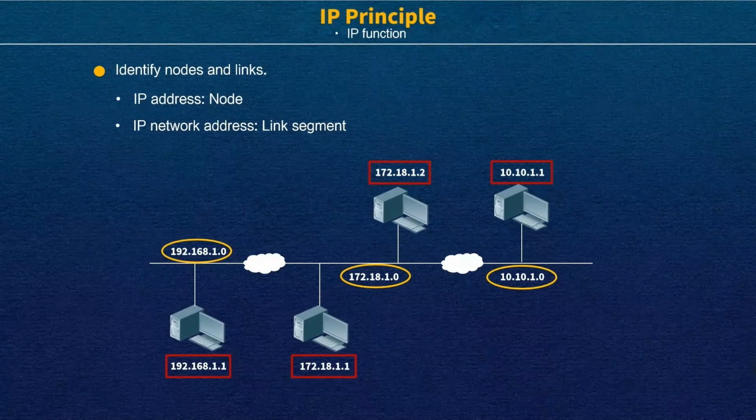So there is a question: why do we use this format to indicate the IP address or IP segment, what does IP network address mean, and how do we get the IP network address? This is the detailed part in the next video. So now we only need to know the function is to identify the nodes, like the terminals, like the network device interfaces, and also to indicate the link. So this is the first function.